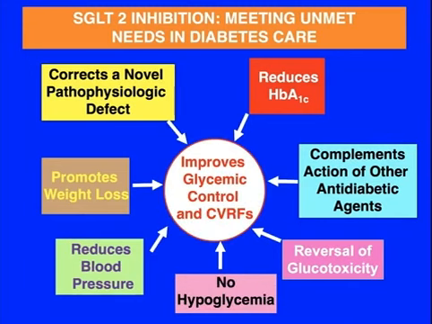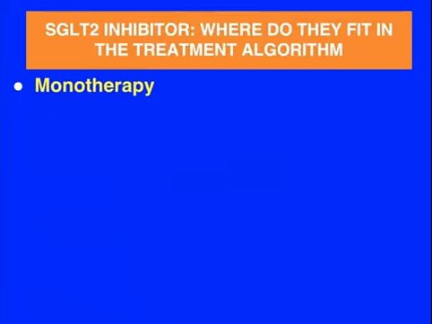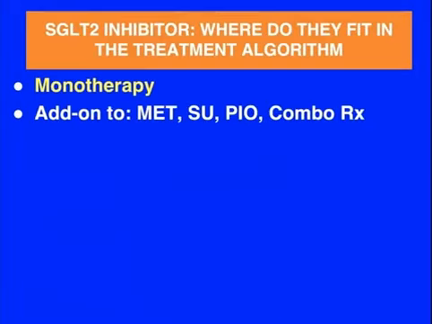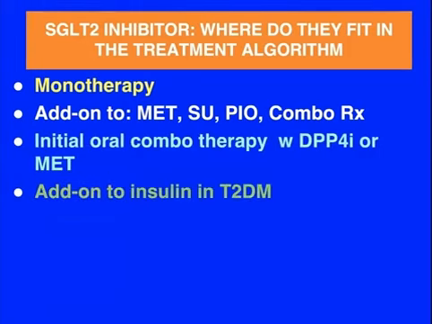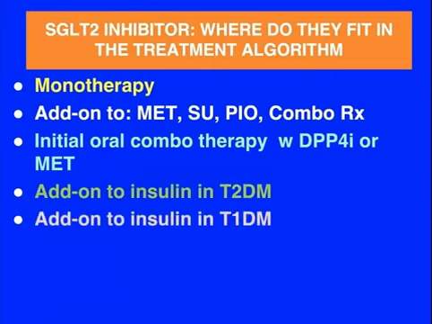And because we're correcting some of the cardiovascular risk factors, you might also expect to see beneficial effects in terms of prevention of cardiovascular events. So in summary, you can use the drug as monotherapy. You can add it to metformin, to sulfonylureas, pioglitazone, or any combination thereof. You can use it with a DPP-4 inhibitor, metformin. You can add it to insulin.